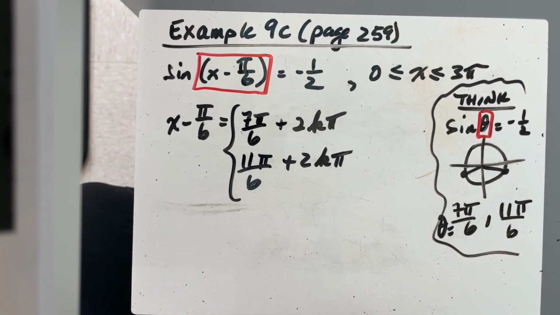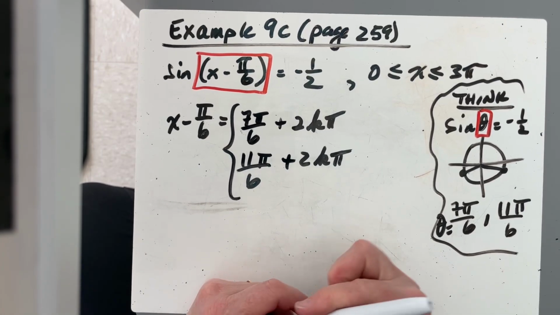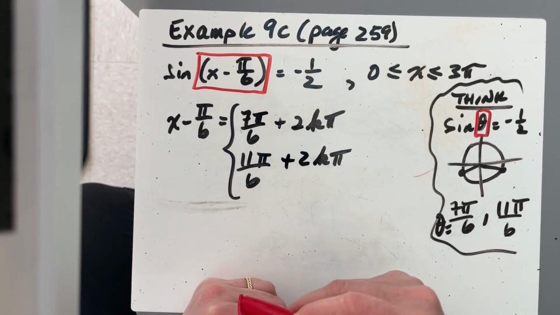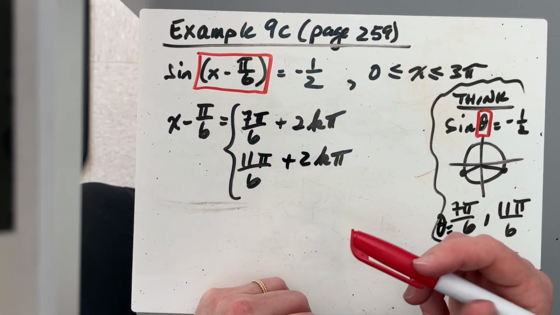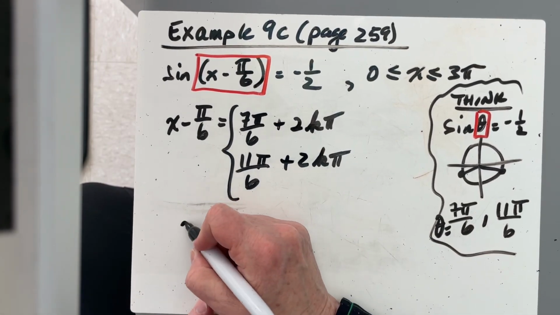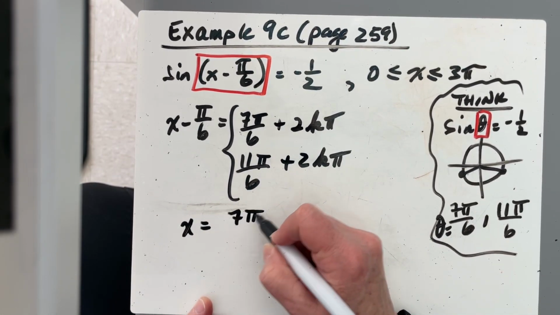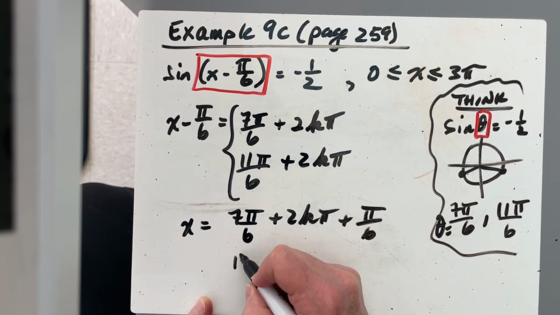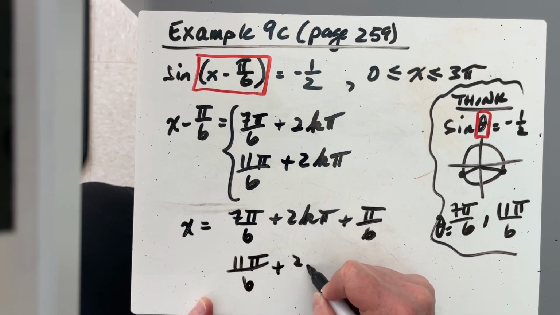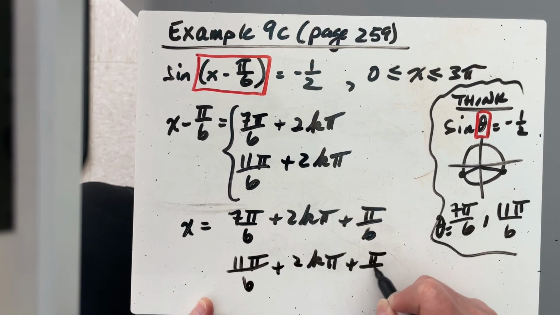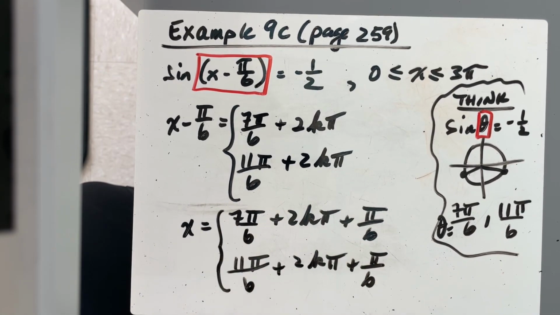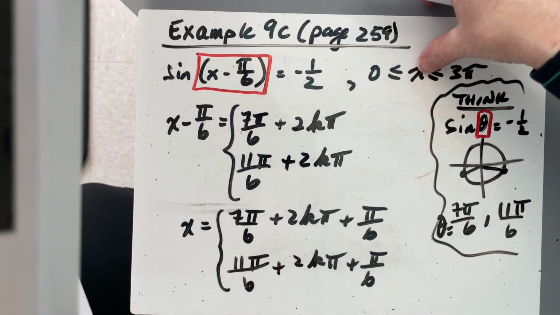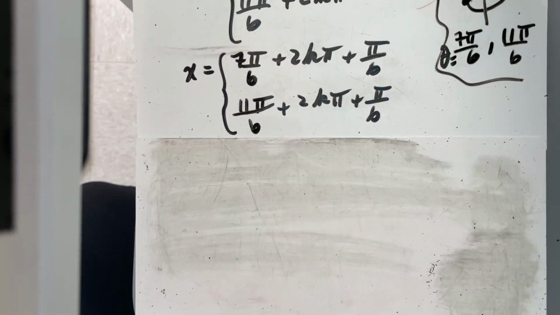Now, next step, just normal algebra. How do we get x by itself when it has subtract pi over 6 with it? We need to add pi over 6 to both sides of the equation. So we will do that. I'll write that step out here. Plus pi over 6 to both of these, and connect them with that violin bracket so we can see we're working with two different sets of solutions. All right, moving this up a little bit. We have more work to do.